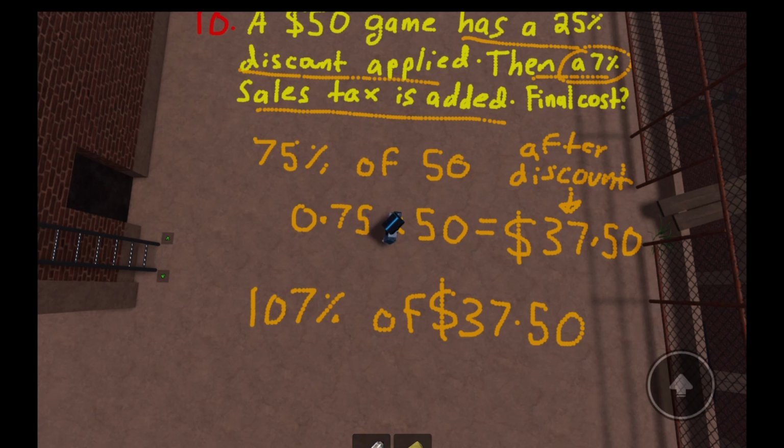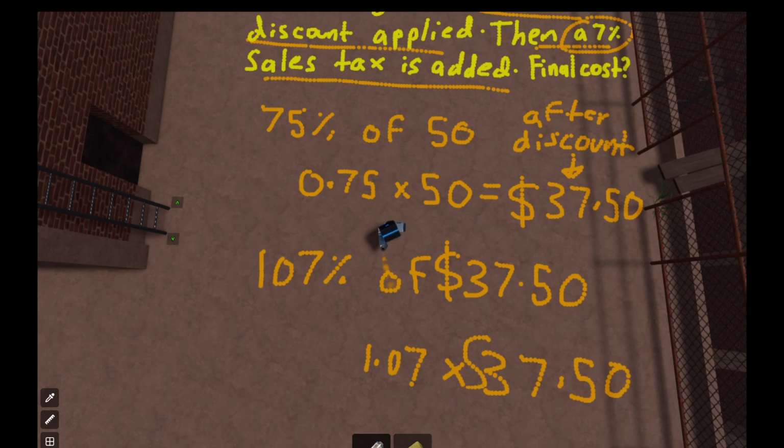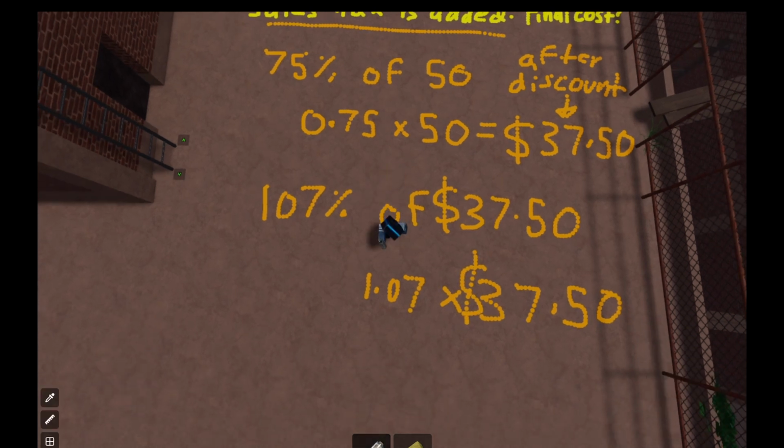And to compute this, just convert 107% into a decimal by dividing by 100%. And that's 1.07. And then just do 1.07 times $37.50 to get the cost at the end. And if you do that, you'll get that the final cost of this item is just equal to $40.13.